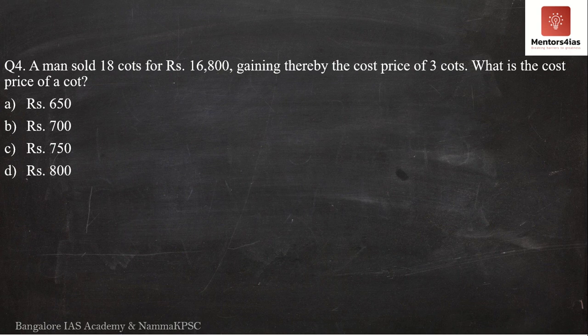Since the price of the goods is already given to be 16,800 and the profit is equal to the cost price of 3 cots, here we cannot assume the cost price to be 1 rupee. So what will we do? We will assume the cost price to be x, because x is the number we have to determine in the question. The question itself is asking for cost price, so I cannot assume it to be 1 rupee.